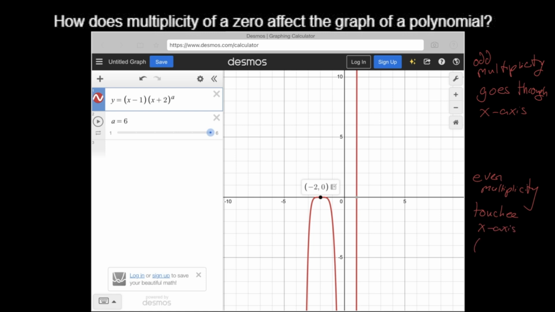Or is also referred to as tangent to the x-axis. So that's the characteristic with multiplicity and how it affects the graph of the polynomial.